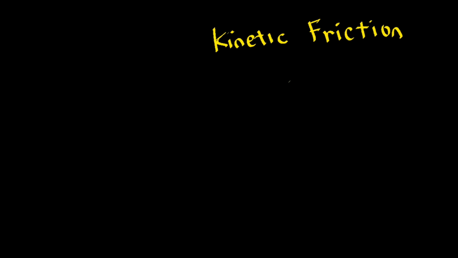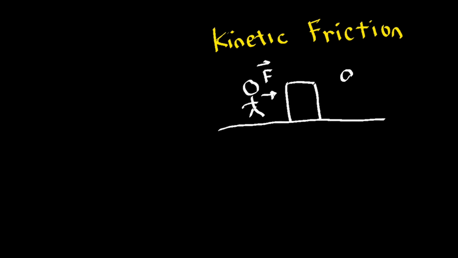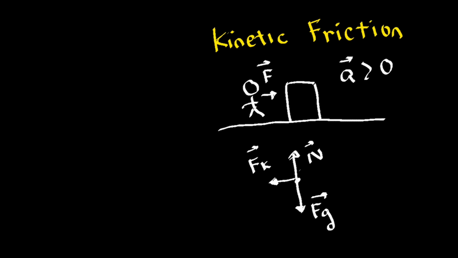Once it is sliding or moving, the force that impedes the motion is the kinetic friction. In this case, the acceleration is not 0, as the object is moving. In the free body diagram here, the kinetic friction is smaller than the applied force.